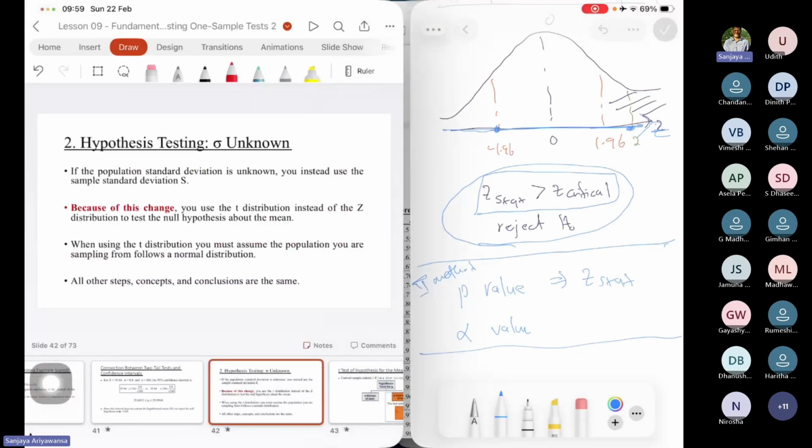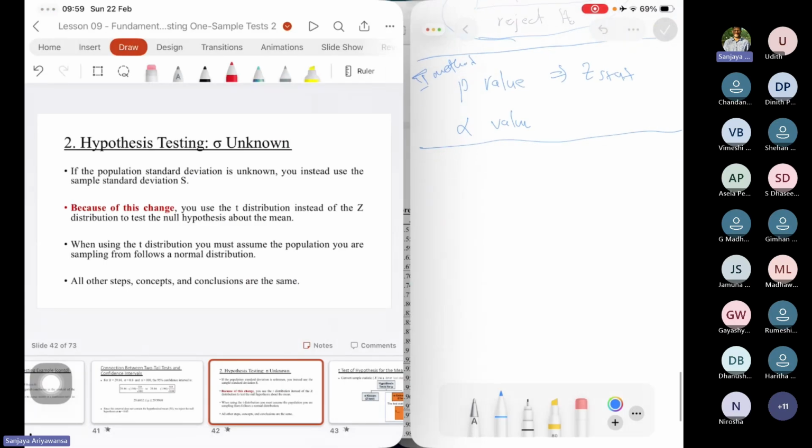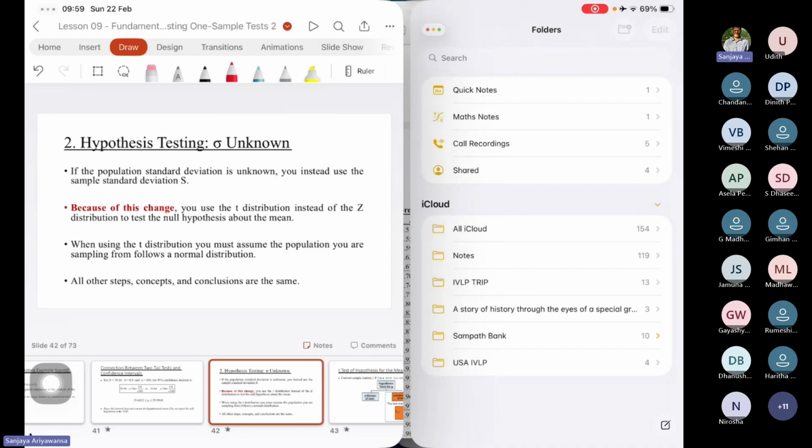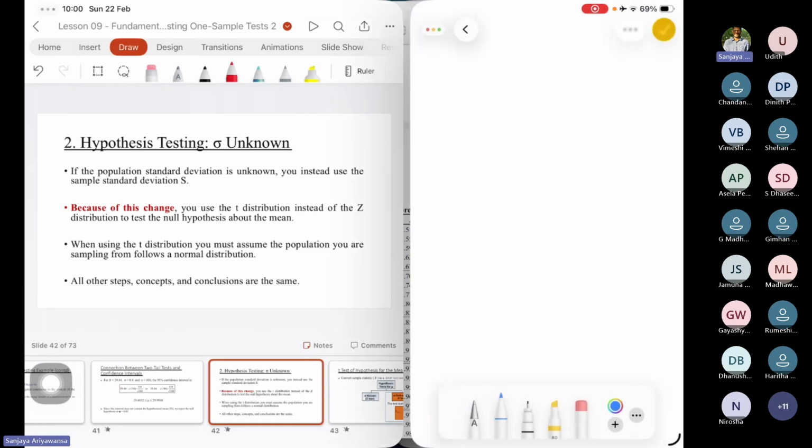Right. All of this that we did before was for what? We were doing hypothesis testing for one sample test. For the mean, we were looking at the mean. Don't forget, it's a one sample test, and in that we were looking at mean. We are yet to look at proportions.